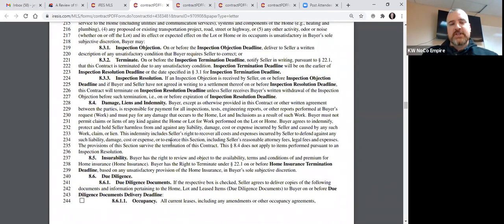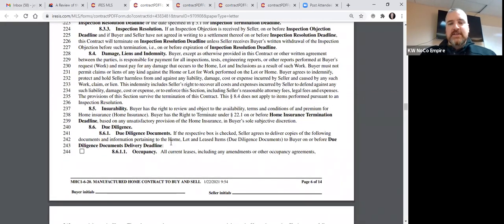Inspection objections, we all know how those operate. Same thing with inspection termination. Inspection resolution: if buyer objects, then we have to have a written resolution by the resolution deadline, or else the deal dies unless the buyer withdraws. Okay. Damage, liens, and indemnity. So again, for all intents and purposes, it's the same. We've just taken property out and we've said home and lot.